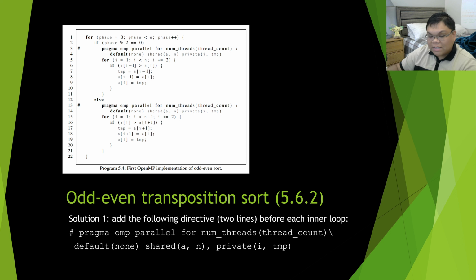We're adding that in because the textbook says so. We are declaring A and N to be shared values. We are declaring private values I and temp. And that's it. We've parallelized this even odd sort.